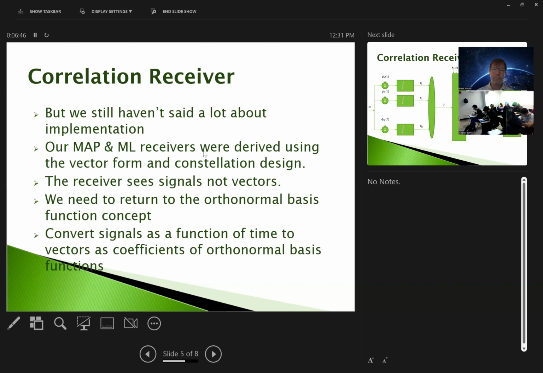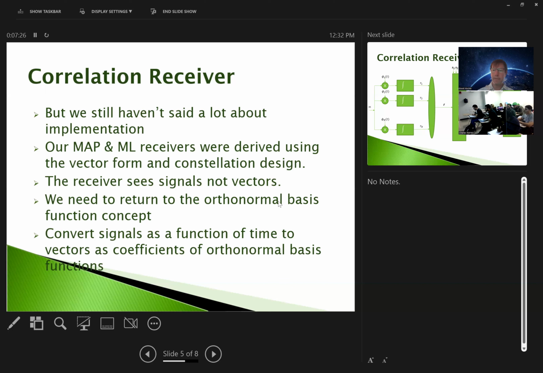So we need to be able to teach that receiver how to convert from the functions over time, the symbols S of t, into vectors, so that then we can apply all these rules that we just developed for the MAP and the ML receiver. So we can return to the orthonormal basis function concept and convert the signals as a function of time to vectors as coefficients of these orthonormal basis functions.